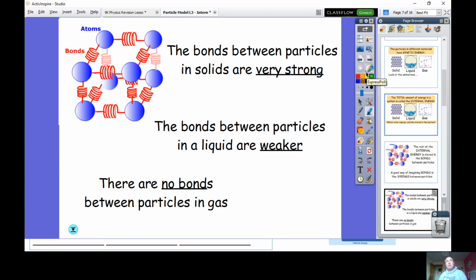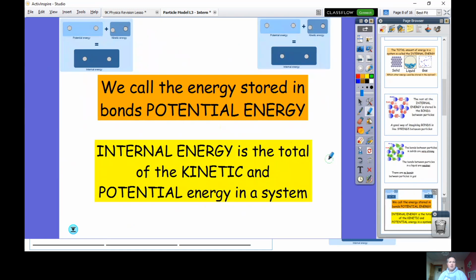If I tried to pull particles of a gas apart, it's easy. There are no bonds or forces between particles in a gas. So just like when I stretch a spring, there is lots of energy stored in the bonds or the forces between the particles. So that's what makes up the rest of our energy.